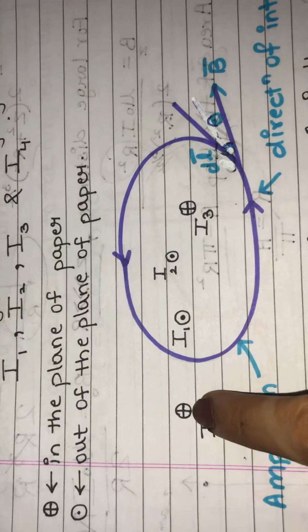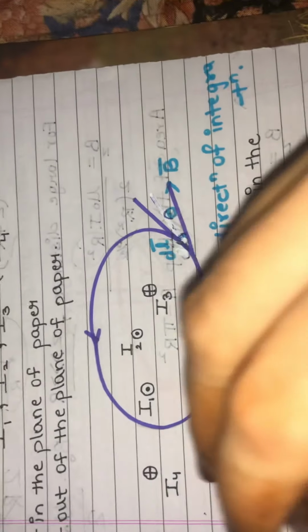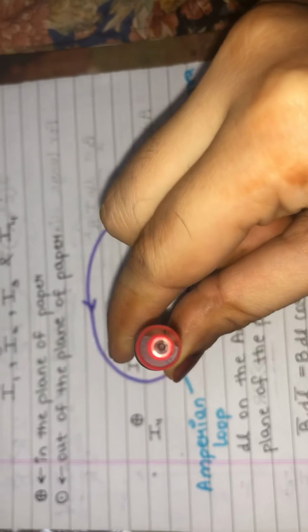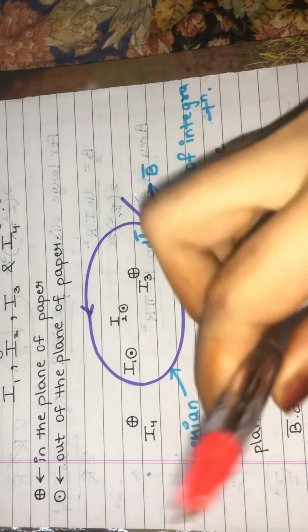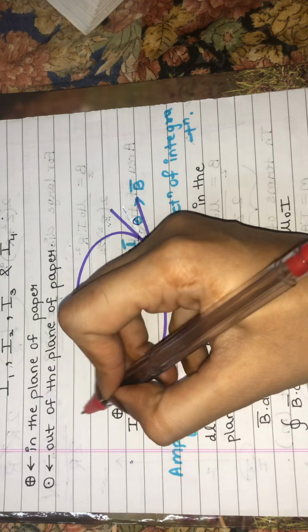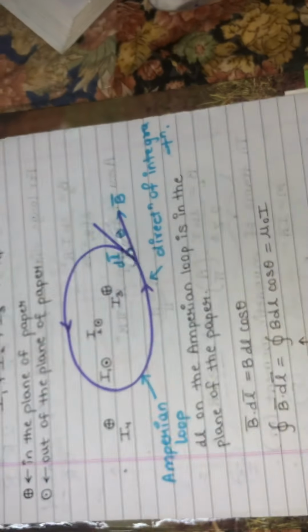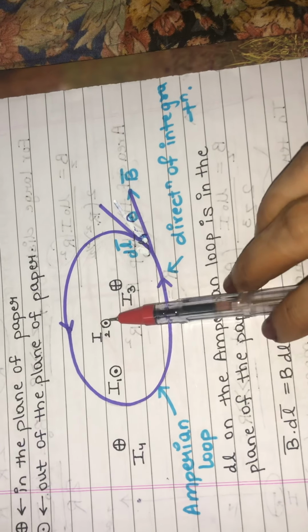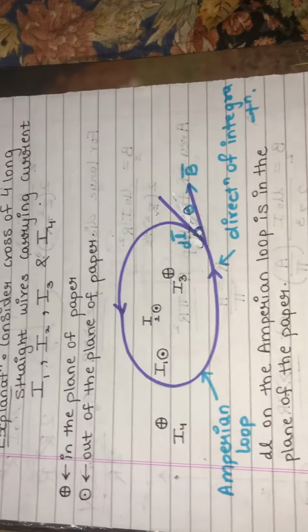Now you see here the symbol for I4 is different from the symbol for I1. They are denoted like this. When the current is coming out of the plane of the paper, it is denoted by a circle and a dot. And when it is going into the plane of the paper, it is a circle and a cross. So I1 and I2 are coming out of the paper, and I4 and I3 are going into the plane of the paper. Till now this many things are given to us.